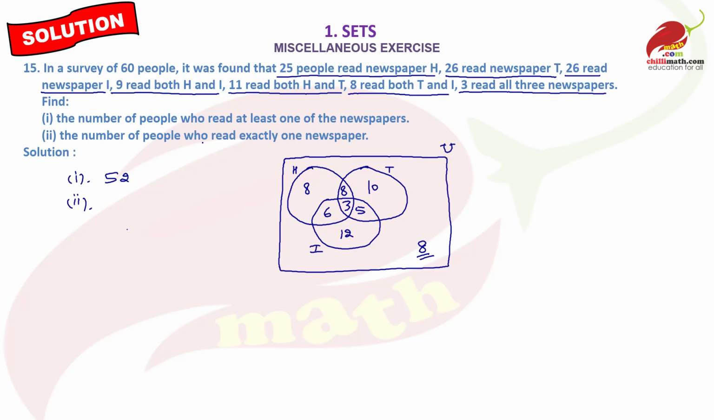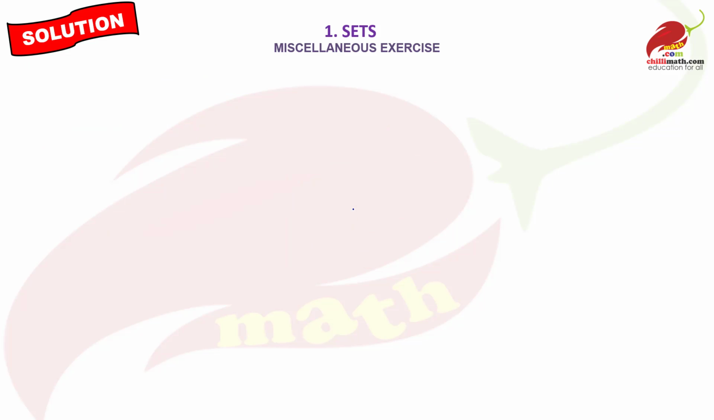Second is the number of people who read exactly one newspaper. So these 8, 10 and 12, these are reading exactly one newspaper. That is 12 plus 8, 20 plus 10, 30. So this is your answer.